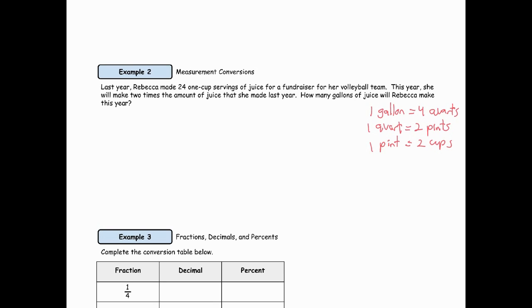So a couple of important facts up top there: last year Rebecca made 24 1-cup servings of juice. This year, she's going to make 2 times the amount. So in other words, we need to take 24 and multiply it by 2. So we know that this year she will make 48 1-cup servings. Now we're trying to figure out how many gallons of juice Rebecca will make. So we're trying to change 48 cups into gallons.